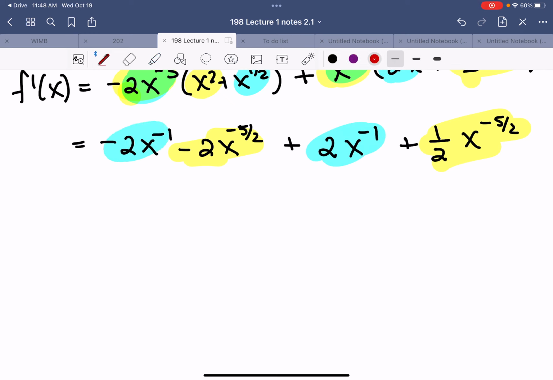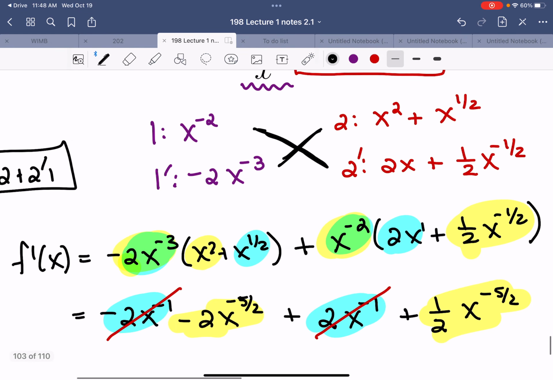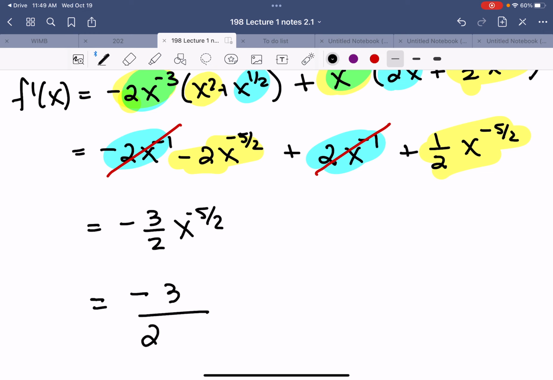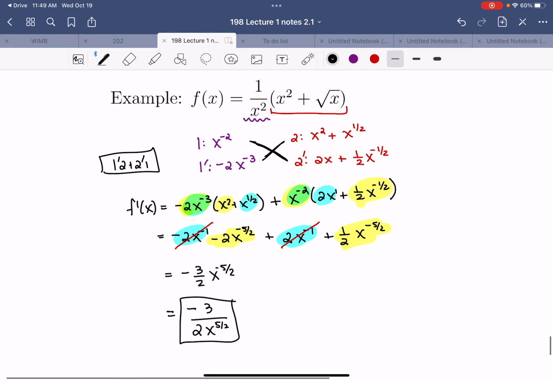In fact, these two can cancel because one's 2x to the negative 1/2, and one's negative 2x to the negative 1/2. So then I just get, let's see, negative 2 plus 1/2 is negative 3/2, x to the negative 5/2. And I want to move that x down with the 2, so it's negative 3 over 2x to the 5/2. And that is my derivative. Okay, so that's how product rule works.